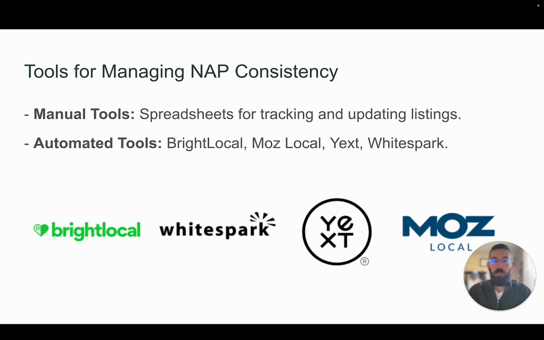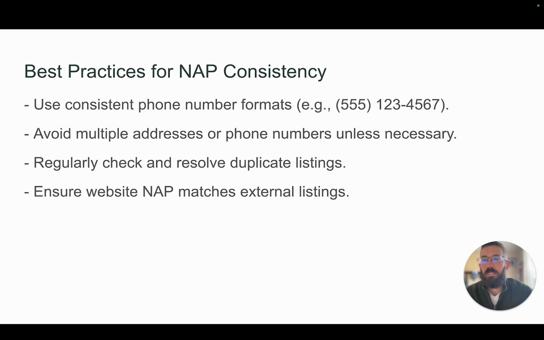But you can manually do it as well. Typically that would just be done using a spreadsheet where you just track all of your listings there, and you can go through and update them manually. So those are how you can manage NAP consistency. Some best practices for NAP consistency: use a consistent phone number format. However you do it, it doesn't matter as much how it is, as long as it's consistent. Same for your name, same for your address. Try to avoid multiple addresses or phone numbers unless you actually have multiple addresses or phone numbers.